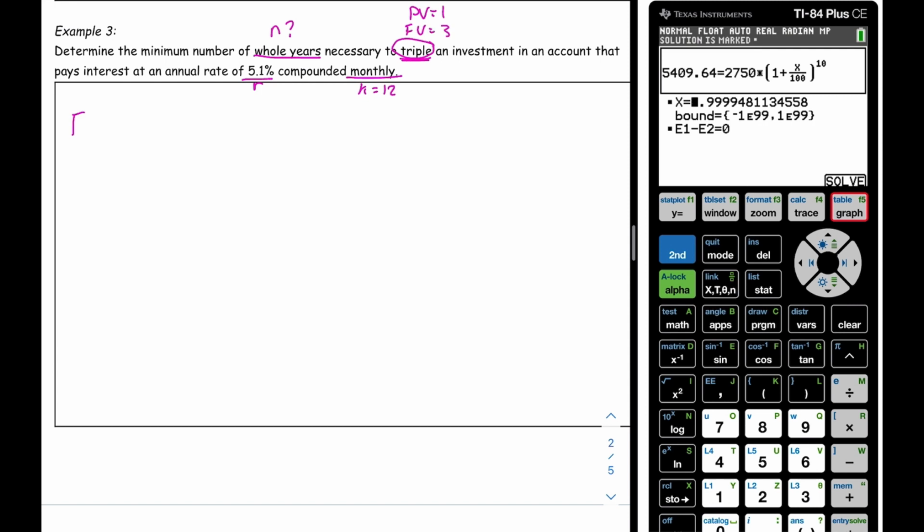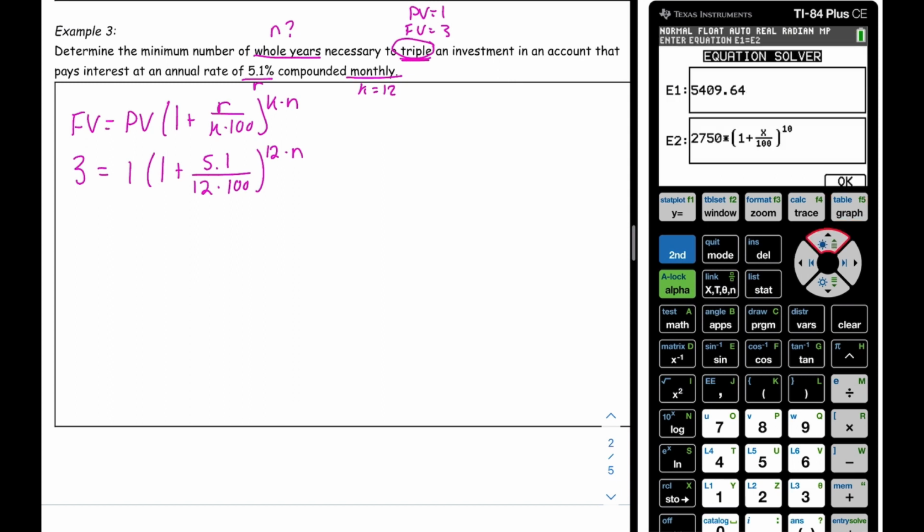So we're going to write our equation using the compound interest formula. Our future value needs to be 3 times bigger than our present value. 1 plus, we have an annual rate of 5%. We're compounding monthly, so that means we have 12 as our value of k. And we're looking for the whole amount of years. So we're looking for the value of n here. So now we're going to go back into our numeric solve, and we are going to calculate this.